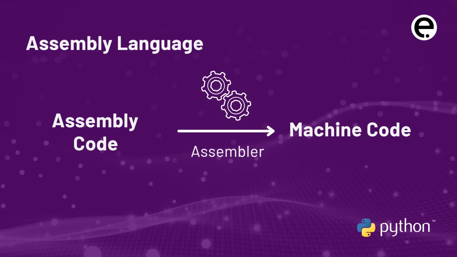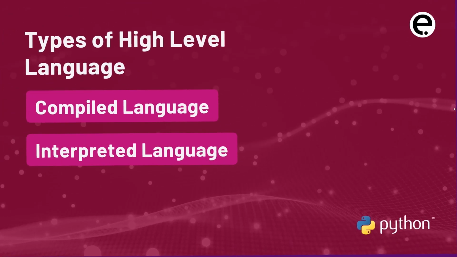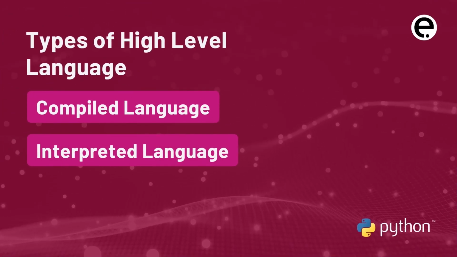The code that we write in assembly language is called the assembly code. And we had a translator in the middle. So assembly code is translated to machine code with the help of an assembler. Now let us talk about the types of high-level language. There are basically two types of high-level language: the compiled language and the interpreted language.